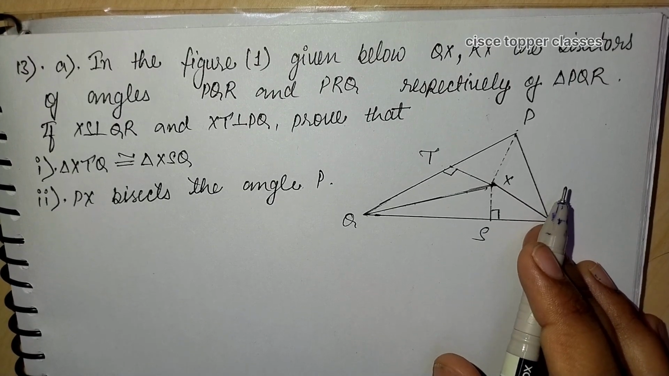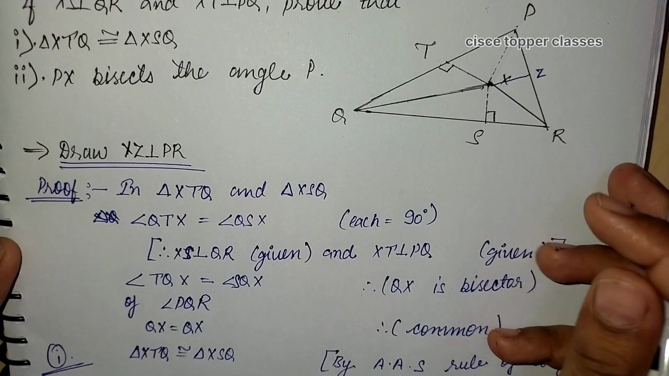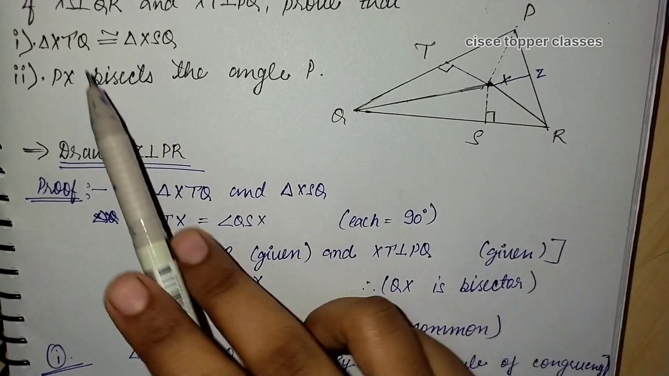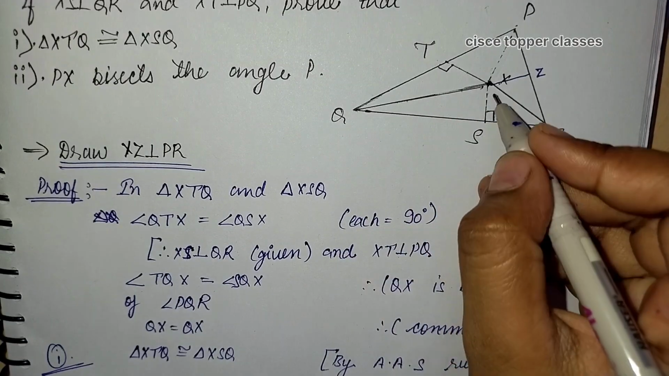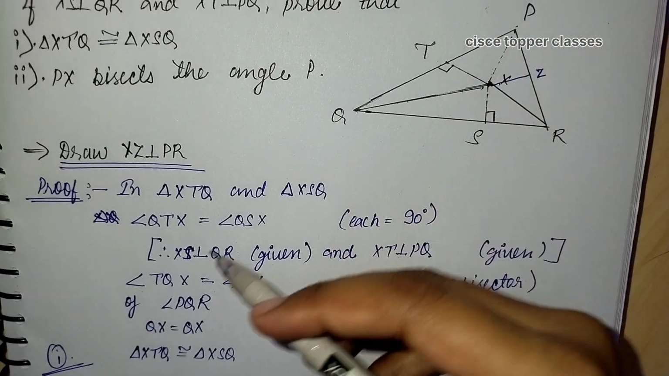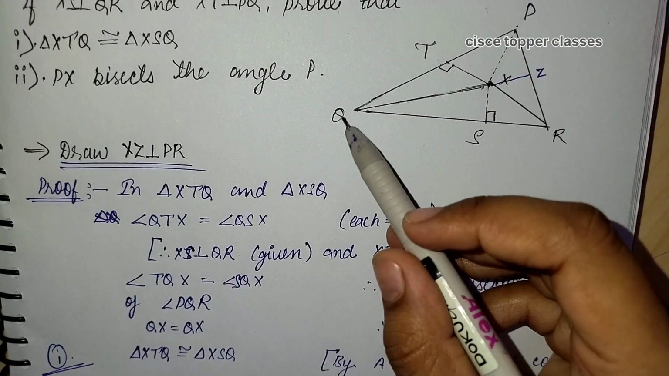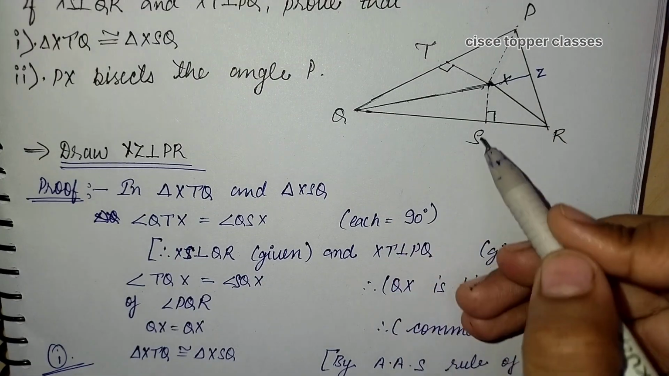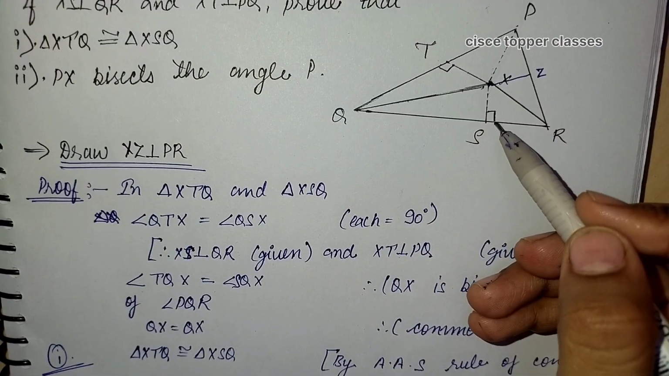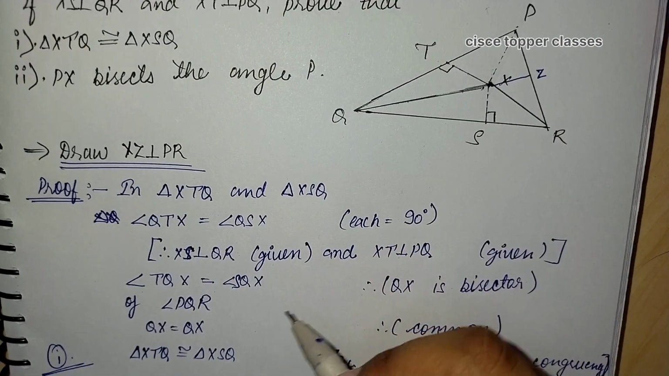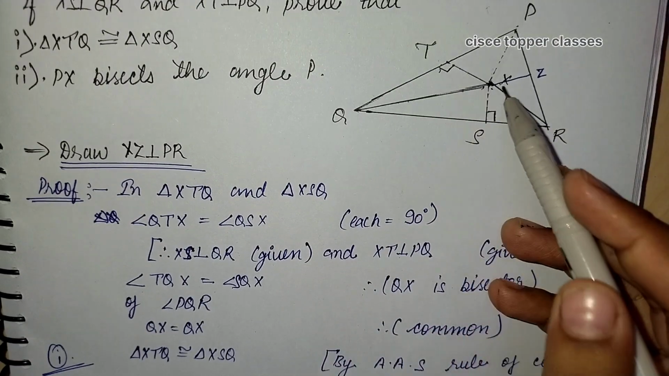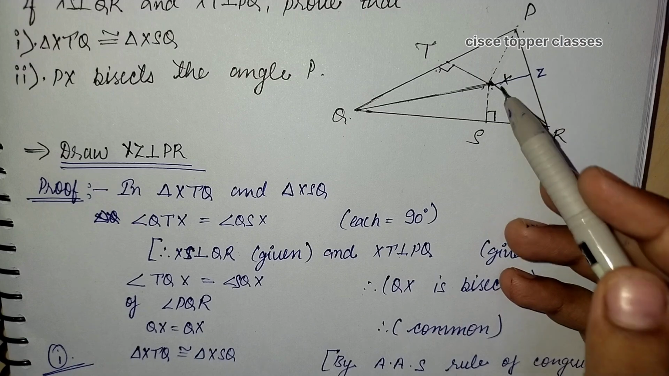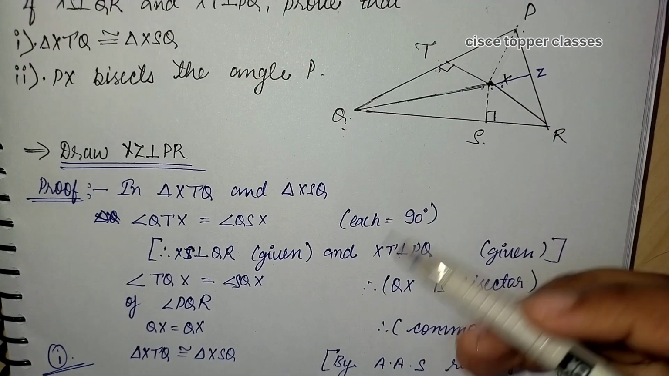So now the solution of this question here is, we have to prove firstly that triangle XTQ and XSQ are congruent. Firstly we can take angle QTX and angle QSX because each are of 90 degree, so they are equal because this is the perpendicular. XT is perpendicular to PQ and XS is perpendicular to QR.